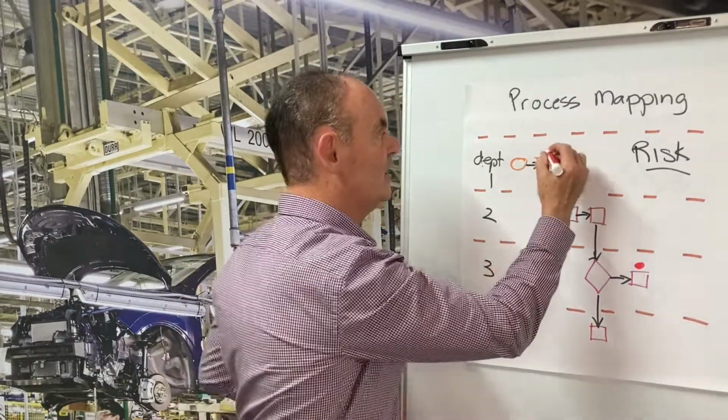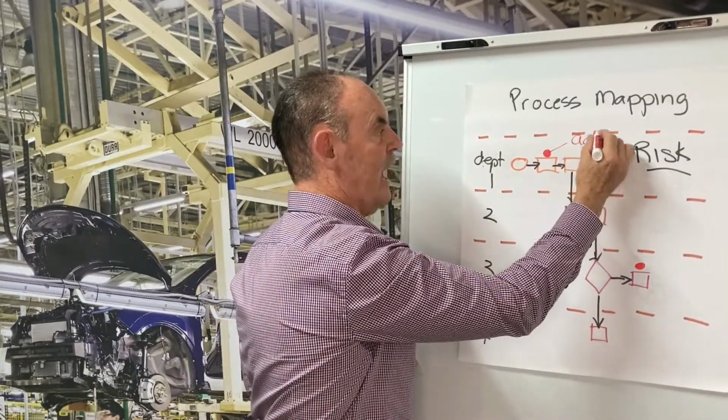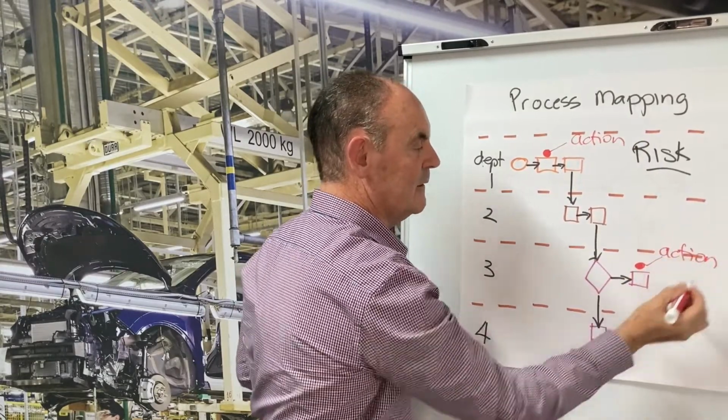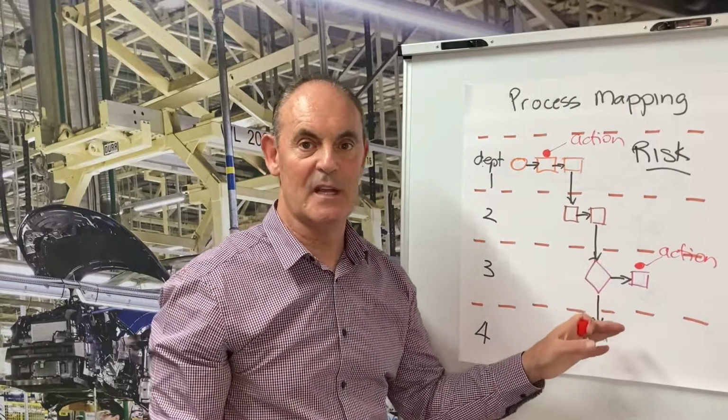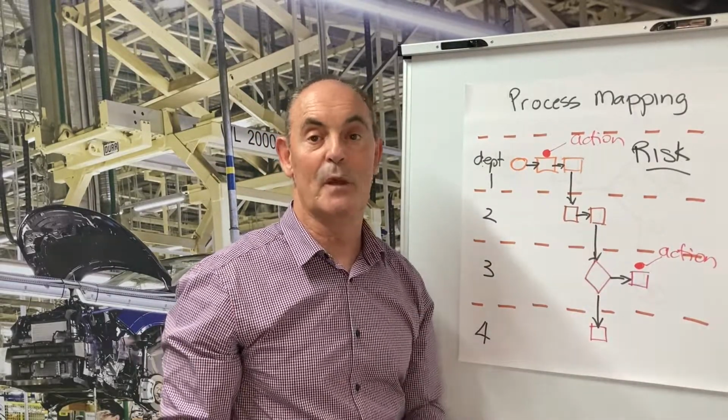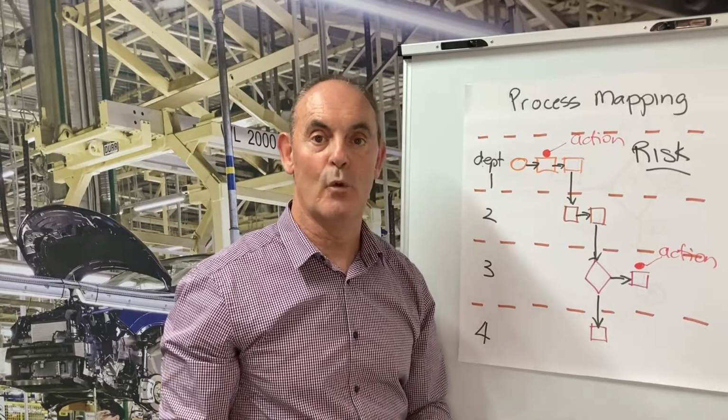Then what we can do is we can drive an action. Now that action might be to further evaluate the task, the step of the task, or whatever it might be to determine the risk, and then maybe create an action to drive out or mitigate that risk.